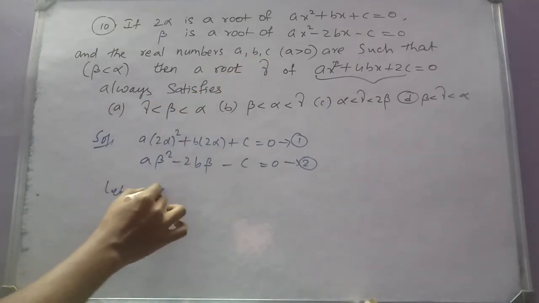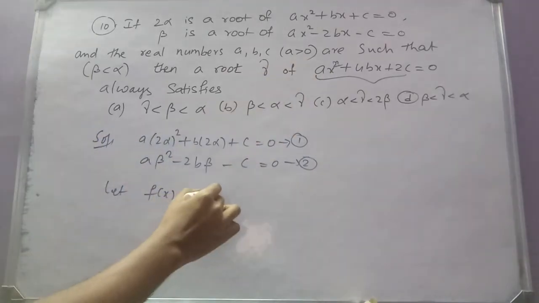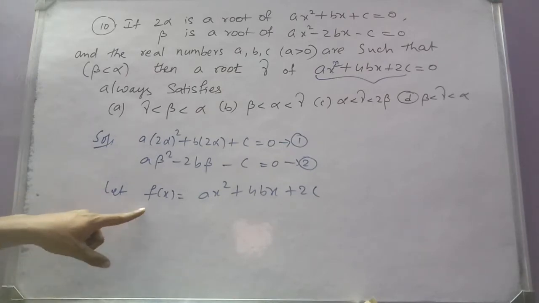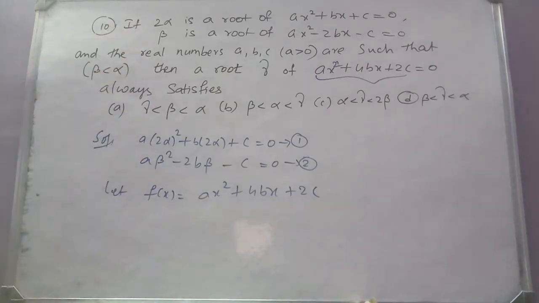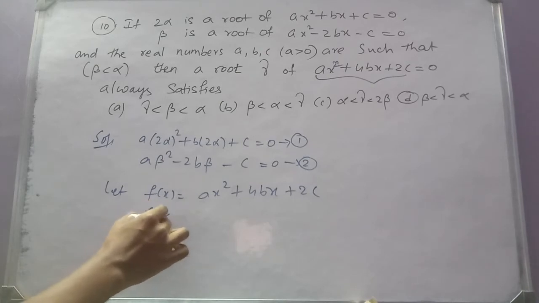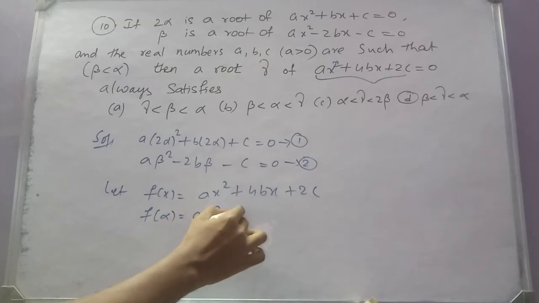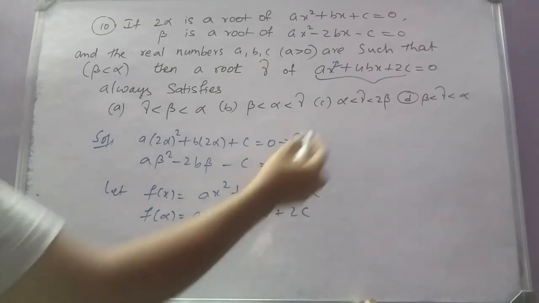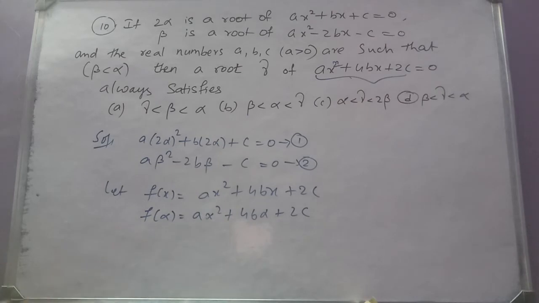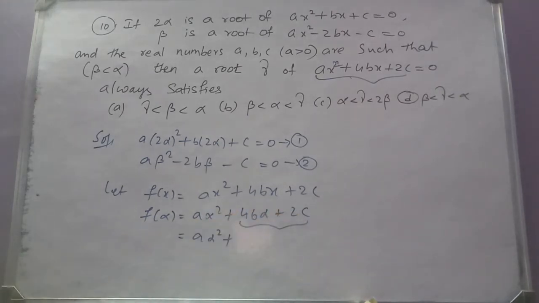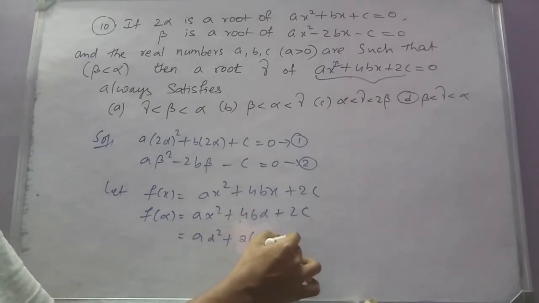So let f of x is equal to ax square plus 4bx plus 2c. First we find f of alpha. So a alpha square plus 4b alpha plus 2c. I have taken this as f of x and I have found f of alpha. Observe one thing from the first equation. What is 4b alpha plus 2c? We don't have it directly, so I'll take 2 common first. Then you'll get 2b alpha plus c.